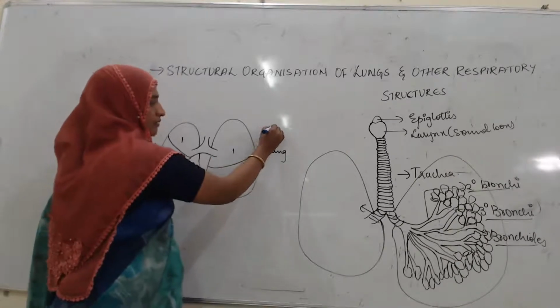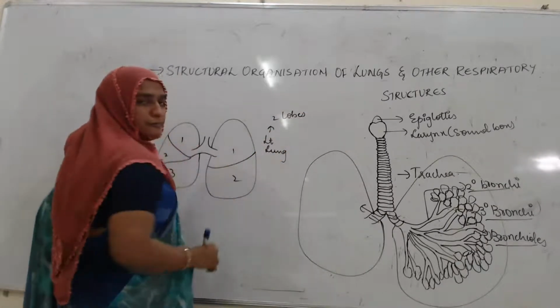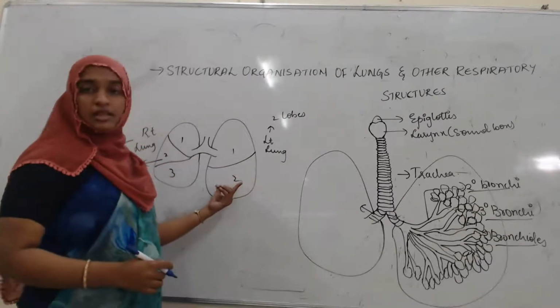1 and 2. 2 lobes will be there. Into what? Into the left lung.